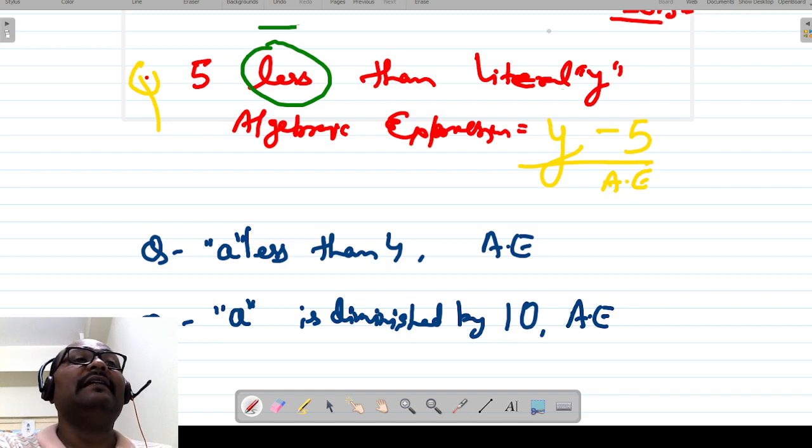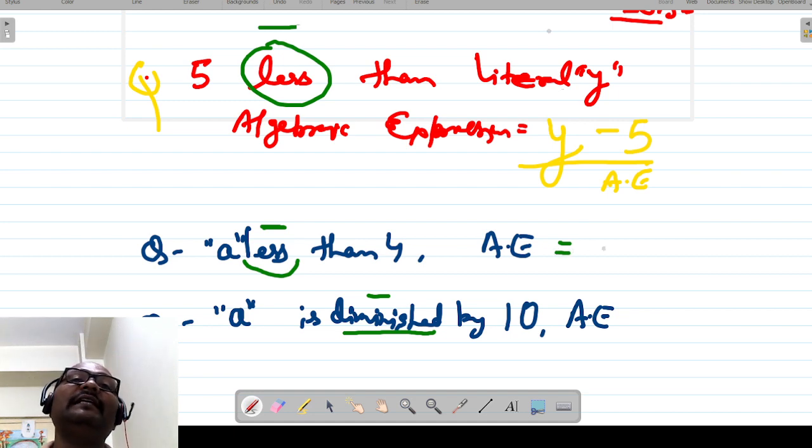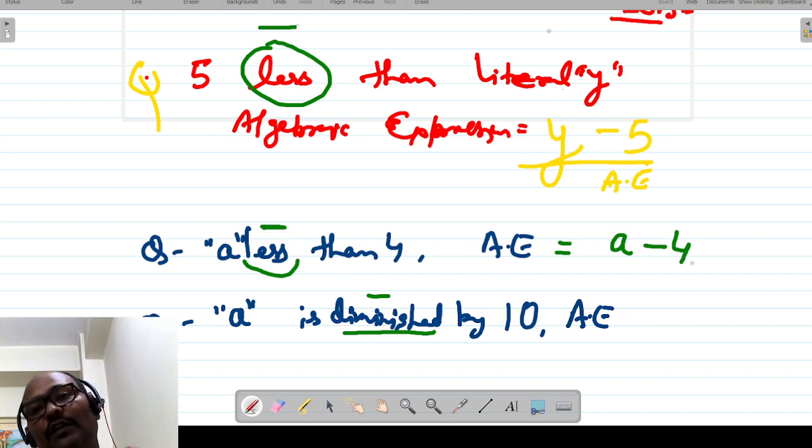A less means what? Less means minus. And diminished is also called minus. So the algebraic expression for the initial question, a less than 4, will be a minus 4. Got it?